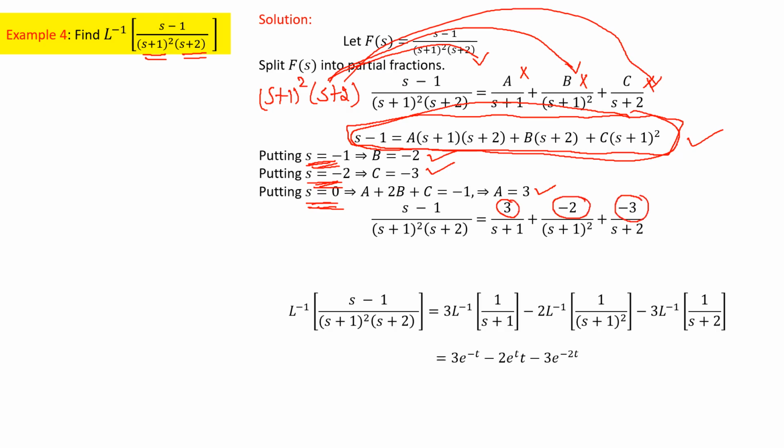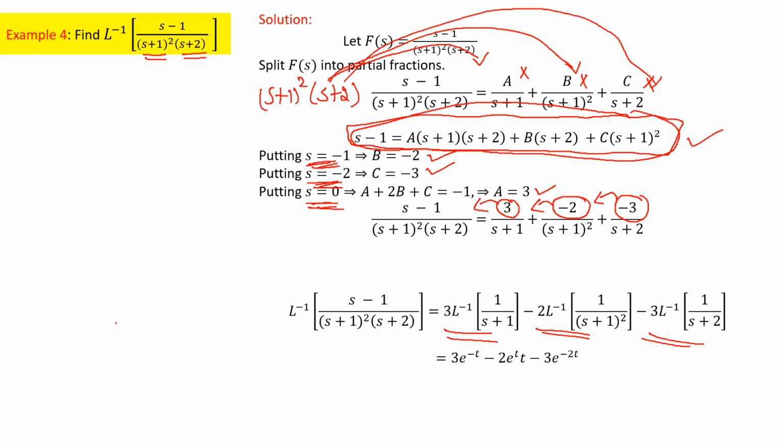So substitute these values, then we will take L inverse. Before taking L inverse, take 3 outside from the first term, take minus 2 outside from the second term, take minus 3 outside from the third term. So we have this one, 3 into L inverse of 1 over s plus 1, minus 2 into L inverse of 1 over (s plus 1) the whole squared, minus 3 into L inverse of 1 by s plus 2.